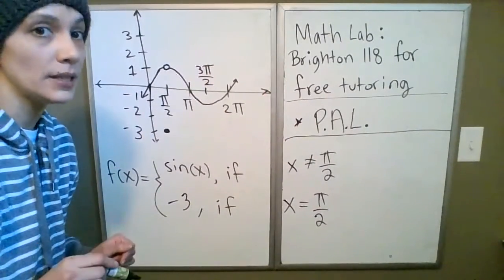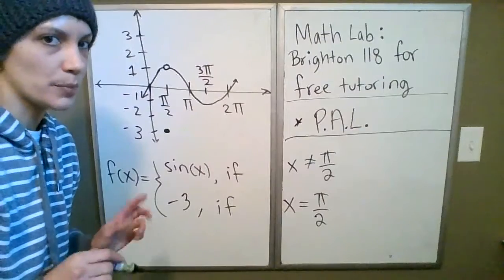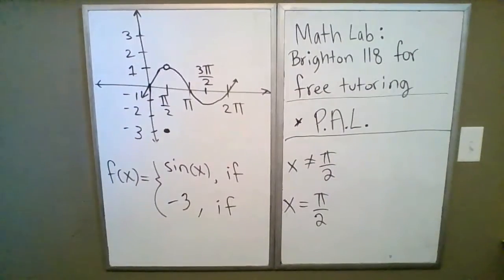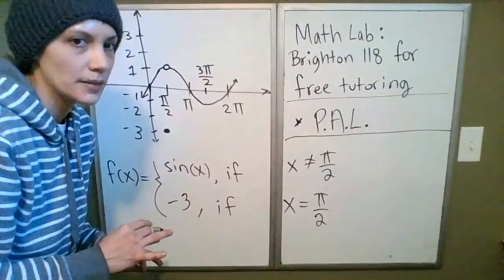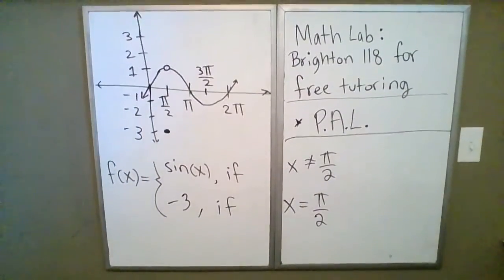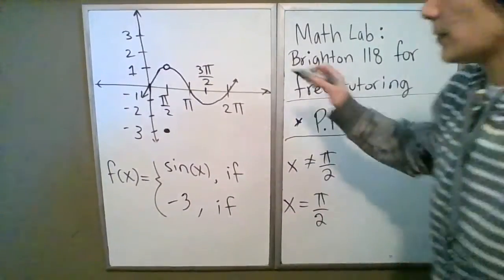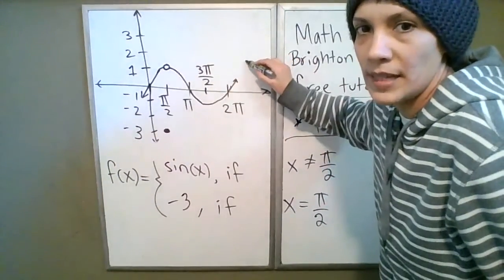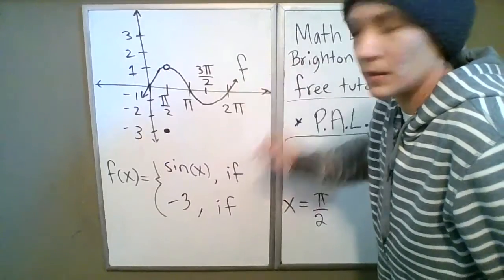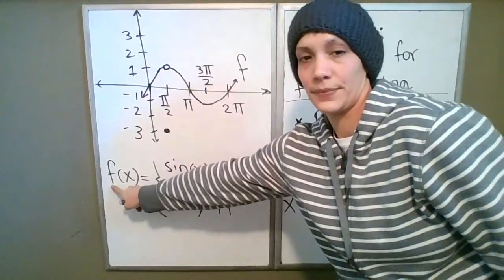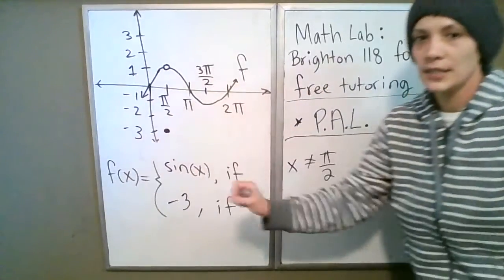Okay, let's do the limit as x approaches pi over 2 from the left and the right. We're also going to label the function. Its name is f. Right there. The limit as x approaches pi over 2.